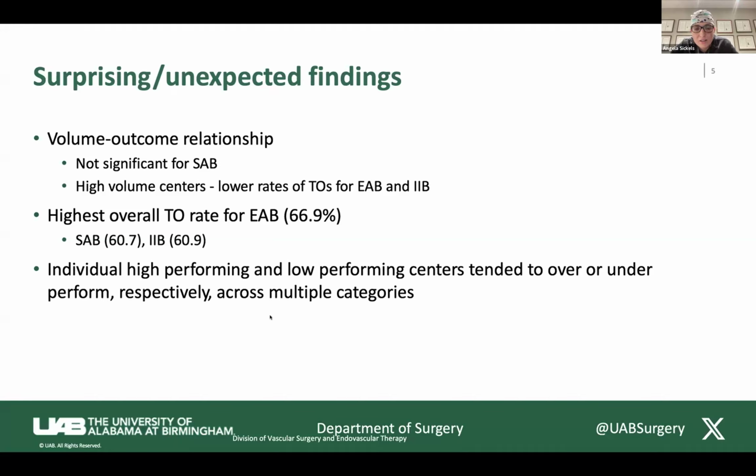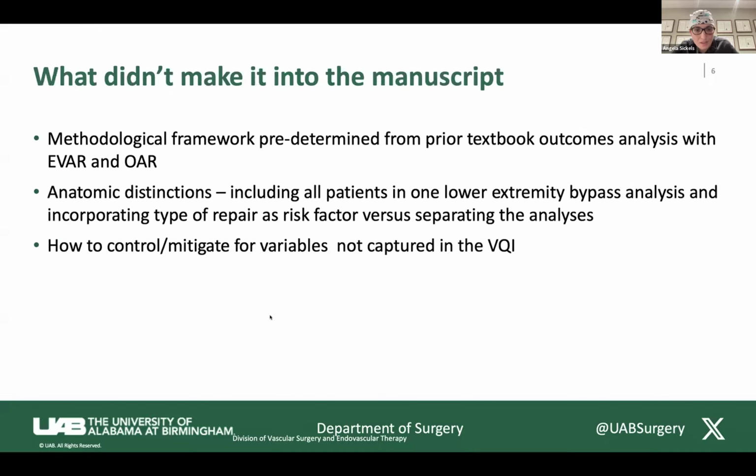And I think that looking at those outlier centers more closely and having them be able to say, hey, this is what we do well to achieve this higher textbook outcome rate, and then seeing if that can be replicated at other centers in the future. And I think that's a key future direction for how this can be used and leveraged for individual center data within the VQI.